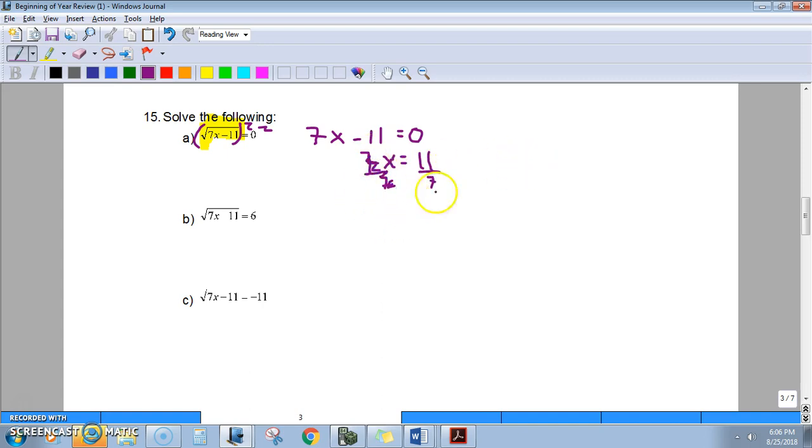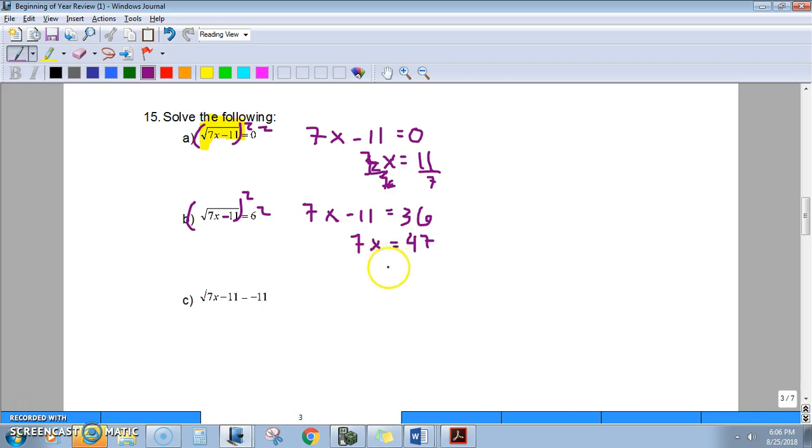And x equals 11 over 7. Okay, boom. So same thing here, but this time, instead of 0 on the other side, I'm going to get 6 squared, which is 36. So I'm going to have 7x minus 11. Oops, let's just assume that that's minus 11 there. It looks like it came up funny here. Is equal to 36. Then if I add 11 to both sides, I get equal to 47.